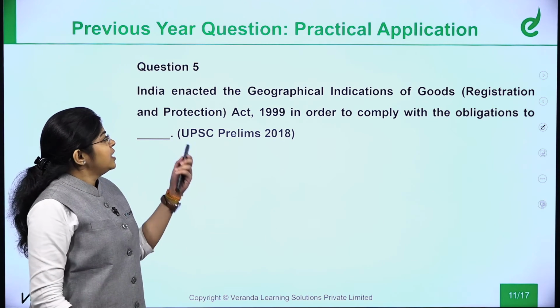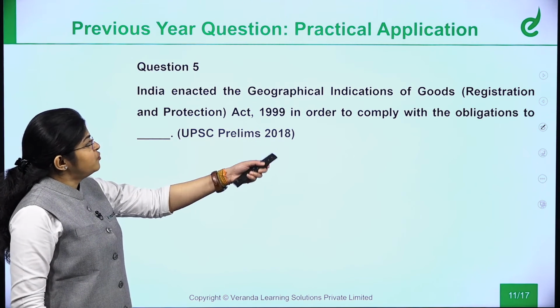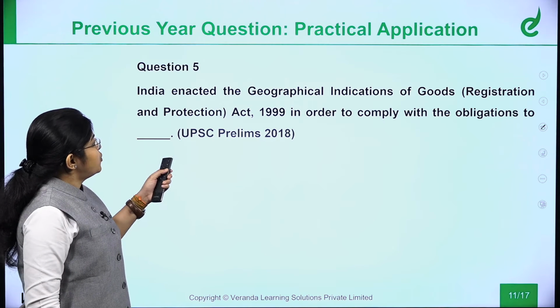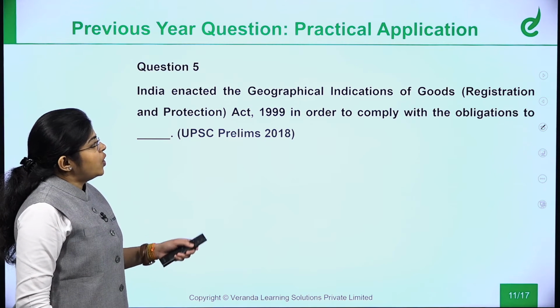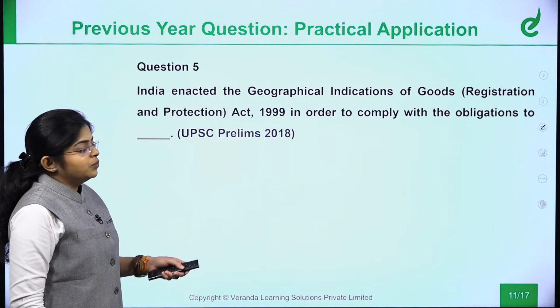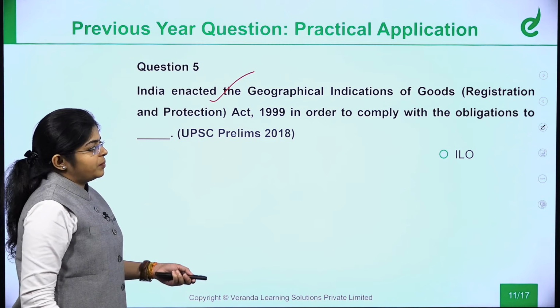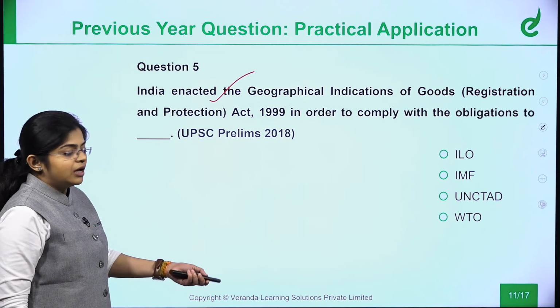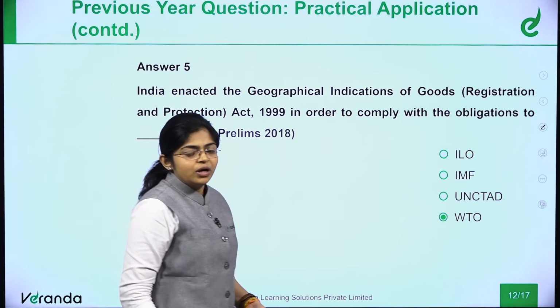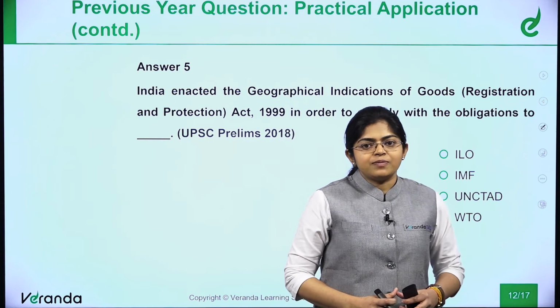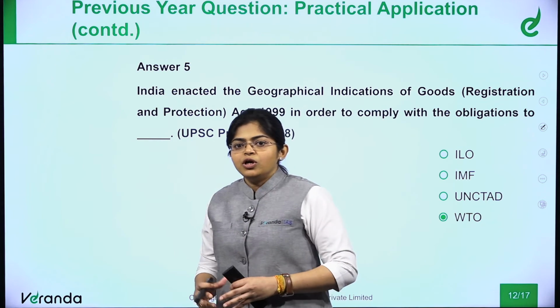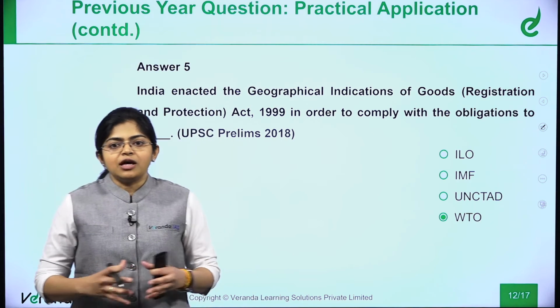Next is again, India enacted the Geographical Indication of Goods, that is Registration and Protection Act 1999, in order to comply with the obligations too. So why has this act been enacted? Okay, this is a very important topic, that is from world organizations. Again the answer is WTO. Okay, so very simple questions are also asked. Once you understand the WTO, you will understand why this act has come into the picture.